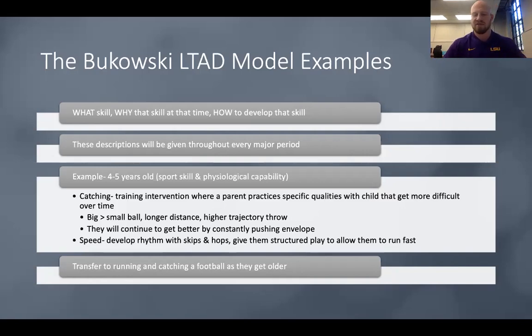And then we can give them constraints and structured play to allow them to run fast, like even just playing tag against their friends or telling them to go chase down a ball or something, just giving them opportunities to run fast and develop that speed skill at that age. And then, like I said, this is going to transfer to running and catching in football as they get older. So they're developing these catching skills. They're developing these speed skills. If they want to be a wide receiver as they get older and they develop those physiological capabilities, they can play football and play it at a high level because they'll have so many years of experience developing those skills.